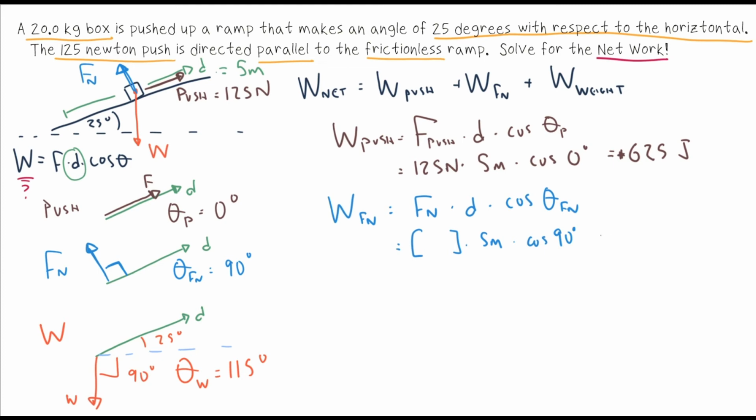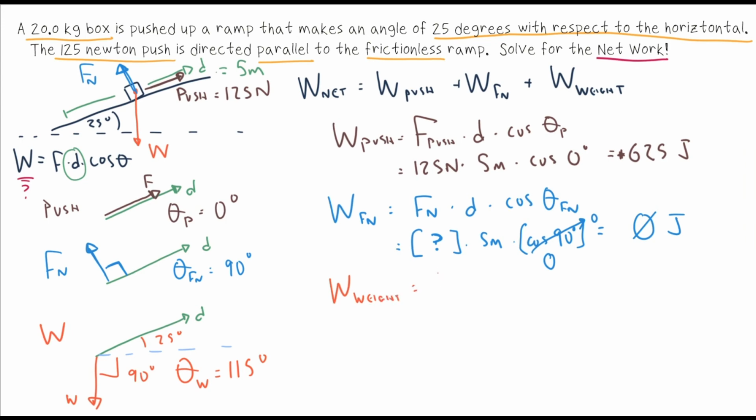So our saving grace here is to recognize the fact that it really doesn't matter what the normal force is, because what's the cosine of 90? Cosine of 90 is 0. So this whole term goes away. Anything multiplied by 0 is 0. So there is no work done by the normal force, because the normal force is directed perpendicular to the displacement. It doesn't matter how much force the normal force has. It doesn't factor into our solution. So that's a little bit of a relief that we don't actually have to solve for the normal force there. And then finally, the work done by the weight.